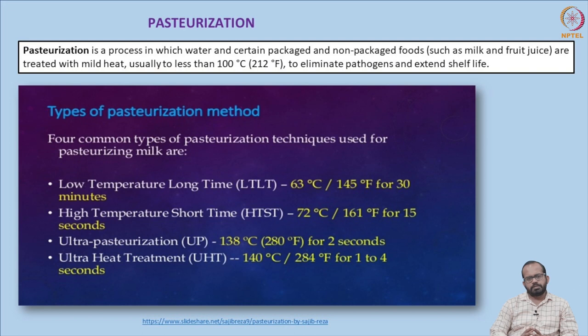For common pasteurization techniques used for milk and other liquid products, there is the low temperature long time process, or LTLT, which is generally around 63 degrees Celsius for around 30 minutes. There is also the high temperature short time process, HTST, generally 72 degrees Celsius for 15 seconds on average. There is also ultra pasteurization, which is 138 degrees Celsius for 2 seconds. And there is ultra heat treatment, UHT, around 140 degrees Celsius for 1 to 4 seconds. So these are the different pasteurization techniques that we use.